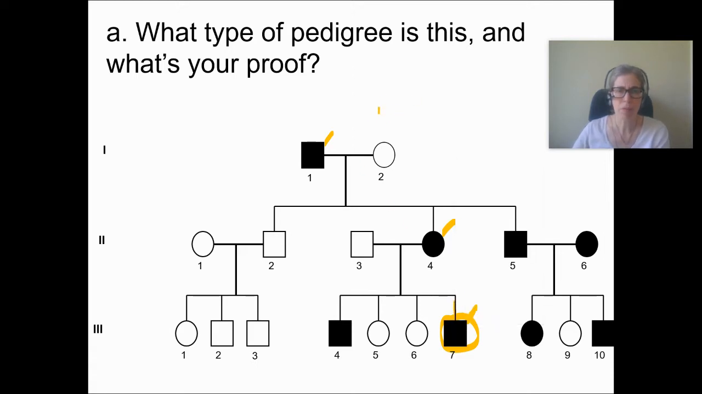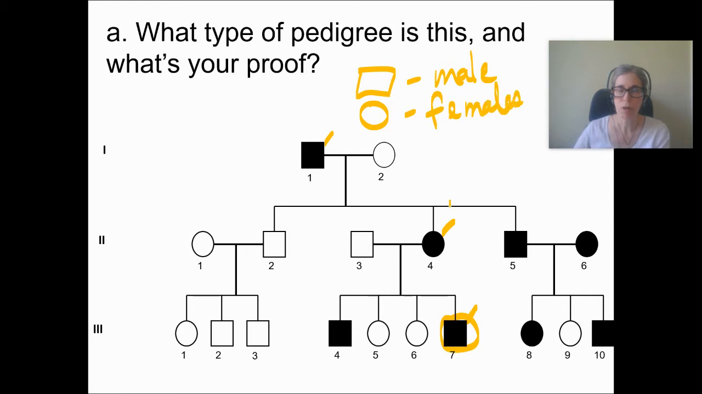I probably should have mentioned that the squares are males, like SpongeBob SquarePants, and the circles are females. They will tell you that in the problem, but it's probably good to just know that so you don't have to try to keep track of a million things. So here's a boy who has it, and he got it from his mom, who got it from her dad. And here's a boy who has it, same thing. I can trace it up the generations.